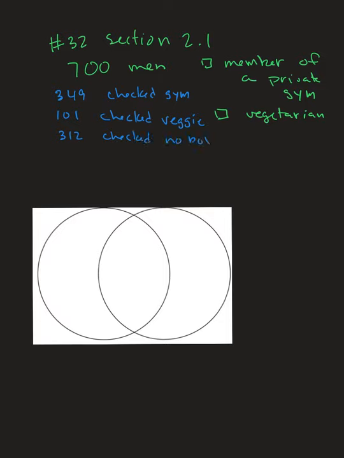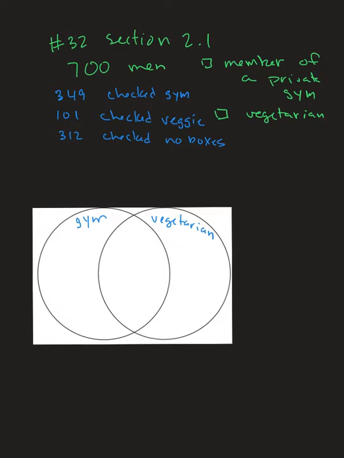All right, so we're going to fill in the Venn diagram and then probably answer some questions. So we need to choose which set's going to be the gym and which one's going to be vegetarian. So I'll just do this one as gym, this one as vegetarian. All right, so how are we going to do this? Let's think about it.